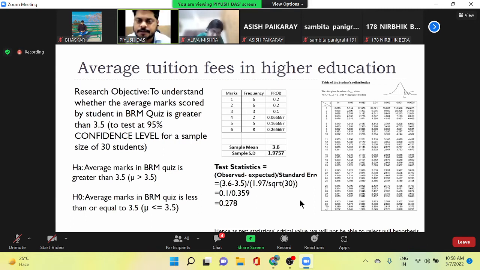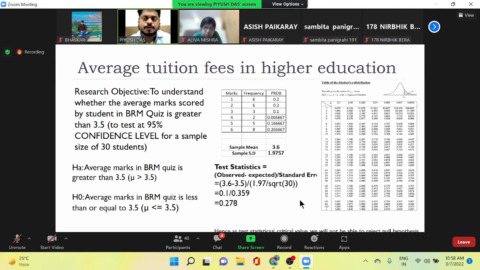So I get 29. Then I look at an alpha value of 5%, 0.05. Why 0.05? Because I'm saying I'm 95% confident in my study. That means there might be a 5% error. So when I come down here at 0.05 and 29, I get a number of 1.699, or 1.7.